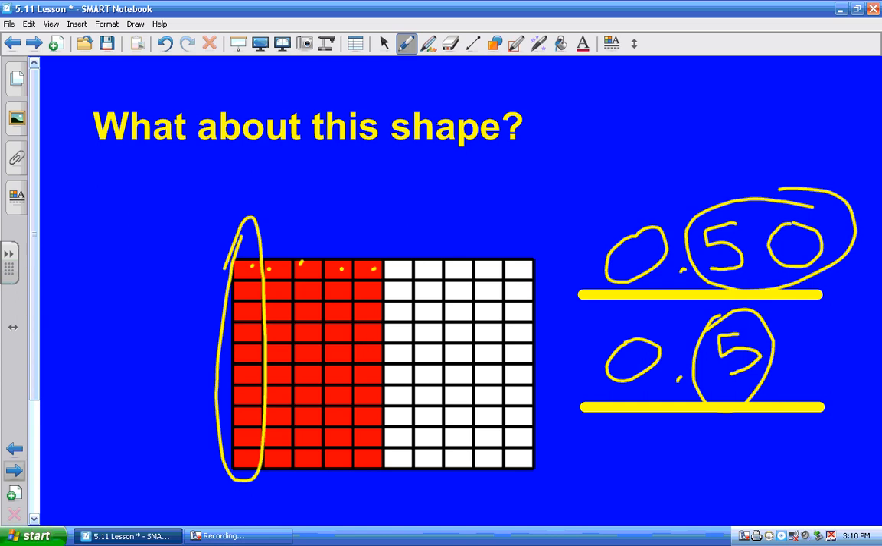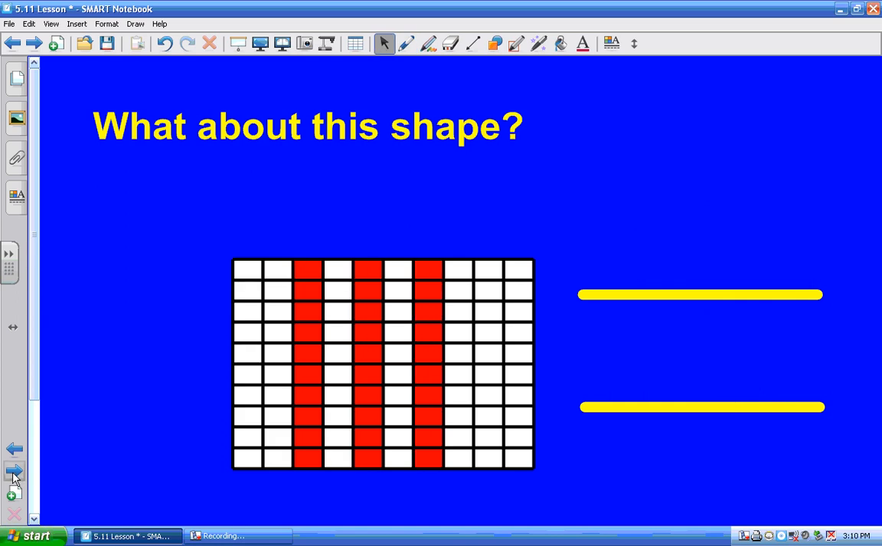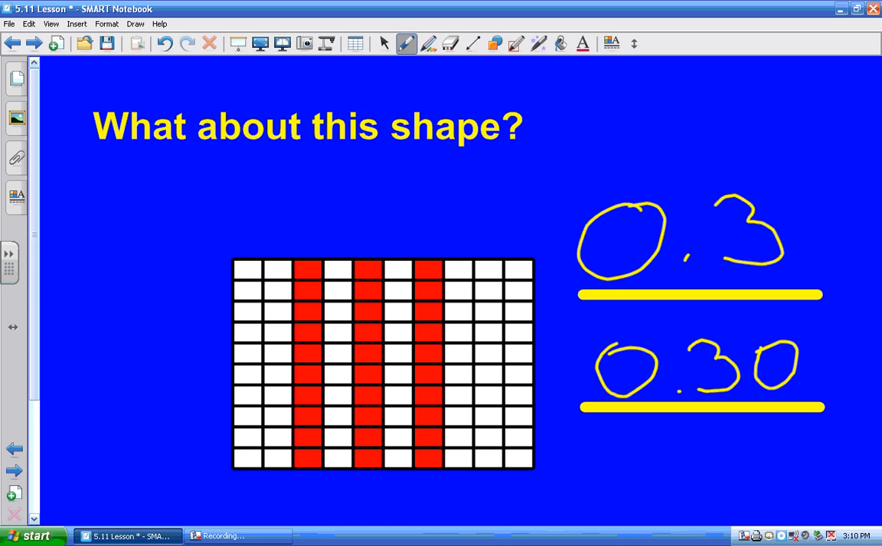Okay? And our next example, kind of mixed up, but Haley, you're on. Give me one of the decimals of this. 0.3. That is 3 tenths. She's counting the columns. And Caitlin? 0.30. Caitlin's counting all of the individual little boxes. There are 30 out of 100. That's 30 hundredths. Good job.